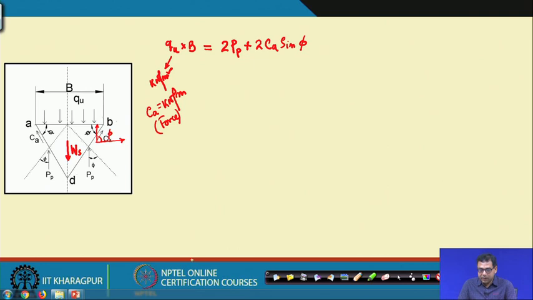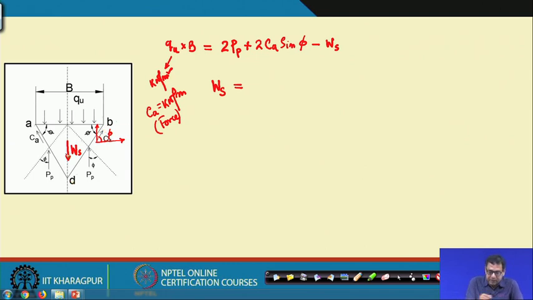Now, this is also acting in the upward direction, P p is acting in the upward direction, but the W s weight is acting in the downward direction. So, these are the forces acting on this wedge. Now, how can we take all the components? First, we are talking about how we will get the W s. W s is the weight of the soil within this wedge A, B, D.